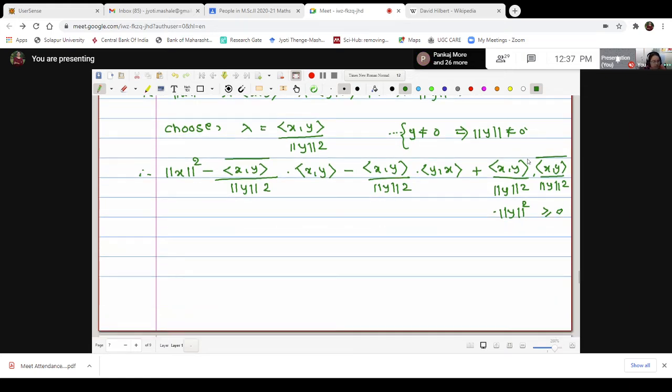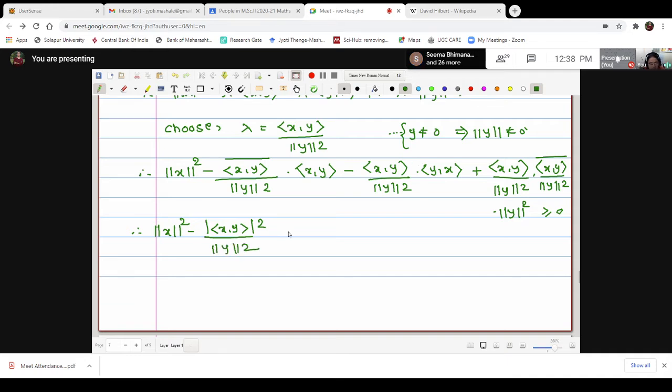Now what to do? Here one norm square will get cancelled. This is in the numerator, this is in the denominator. One norm square will get cancelled. We will write the terms left with us. What is this quantity? Inner product xy into inner product xy bar is a quantity of the form z into z bar. But z into z bar is modulus square, mod z square. Therefore here I will write modulus square of inner product xy upon norm square y.